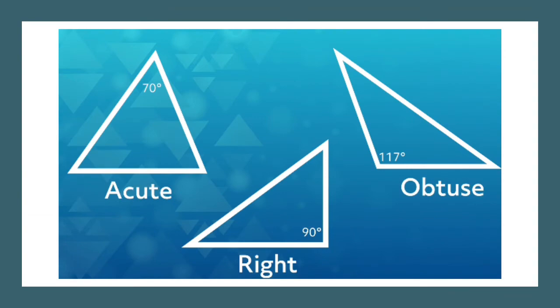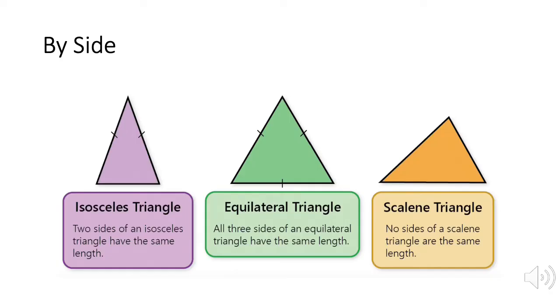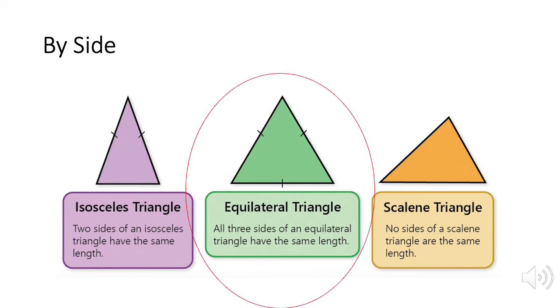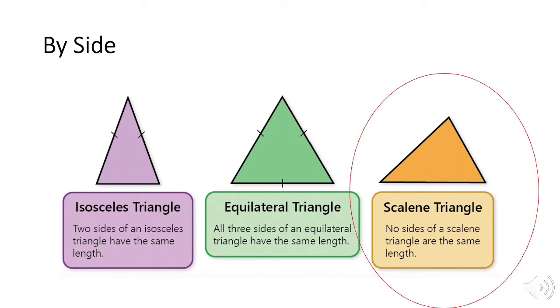If we classify triangles by their sides, there are three types of triangle: isosceles triangle, equilateral triangle, and scalene triangle. In an isosceles triangle, two sides are of equal length. We can see this because we have two sides with the same line. In an equilateral triangle, all three sides are the same length. We can see this because all three sides have a line. In a scalene triangle, no sides are the same length.